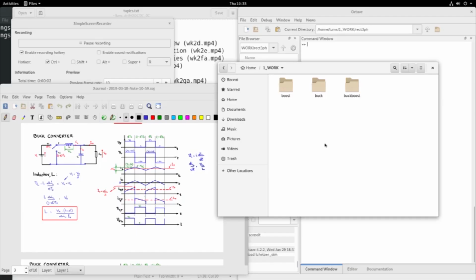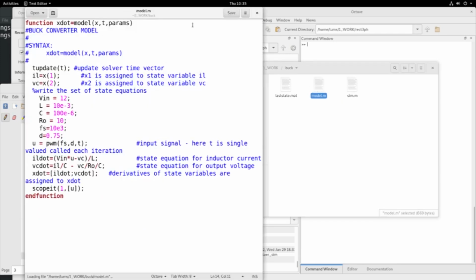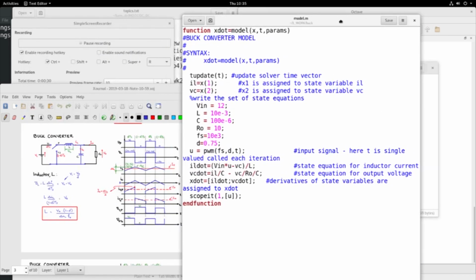Let us briefly look at equation-based simulation for the buck, boost and the buck boost converter. So I have within the work folder three folders: buck, boost and the buck boost. Let me open the buck. There are, as usual, two important files, model.m and sim.m. Let me open the model.m and look at the equations here which represent the buck converter.